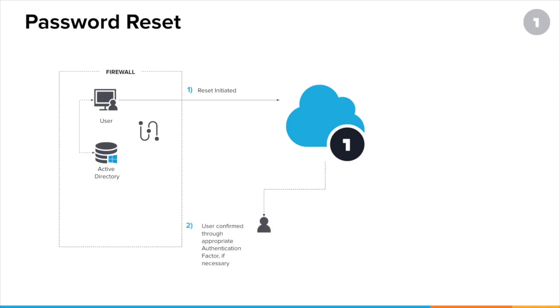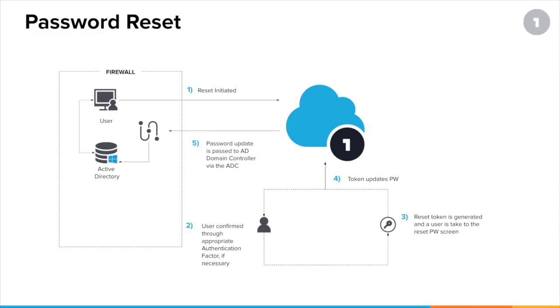OneLogin confirms that the request is coming from the actual user via an approved authentication factor, such as an email or using OneLogin Protect. This step is unnecessary if a user is just changing their password through their profile. A reset token is generated and the user specifies a new password. The token is used to update the password through OneLogin. Then the new password is pushed all the way through to the Active Directory domain controller via the Active Directory connector.